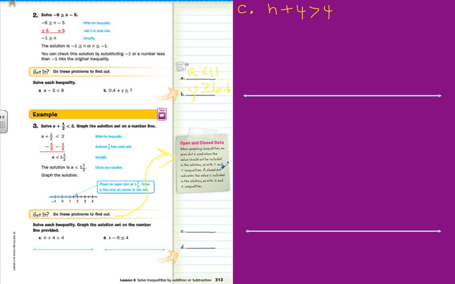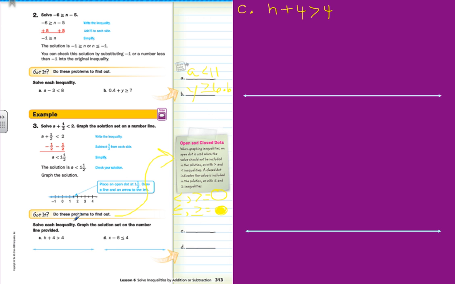It says when graphing inequalities, an open dot is used when the value should not be included in the solution, as with greater than and less than inequalities. A closed dot indicates the value is included in the problem, as with less than or equal to and greater than or equal to. So if you want to make a little note, these would be open dots, and these will be closed dots.